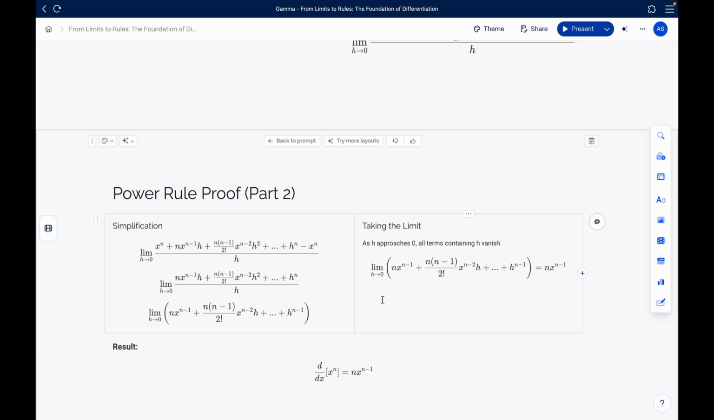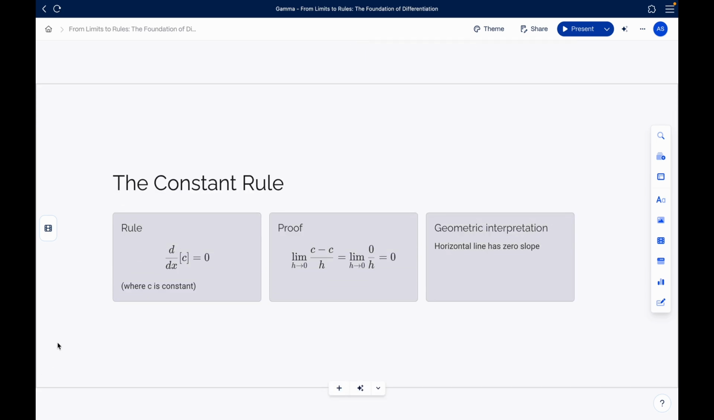So what we're left with is n times x to the n minus 1, and that is the power rule. So the derivative of x to the power of n is equal to n times x to the power of n minus 1. Let's move on to the constant rule.